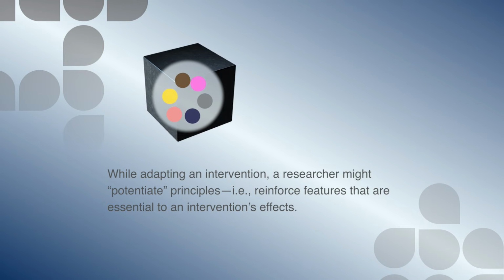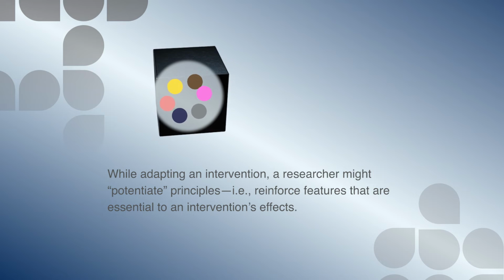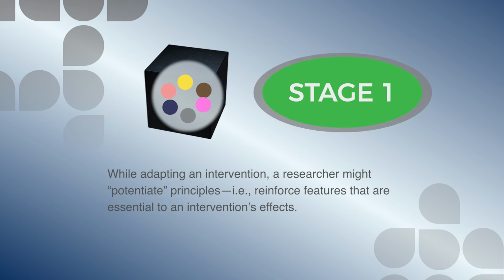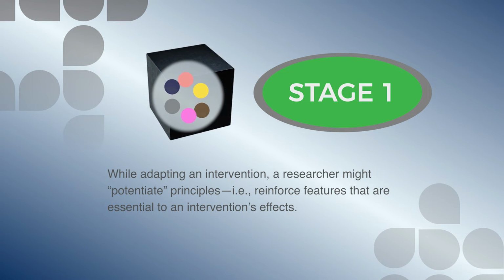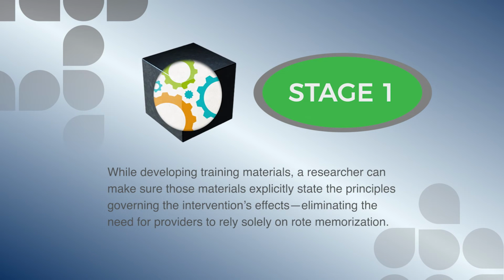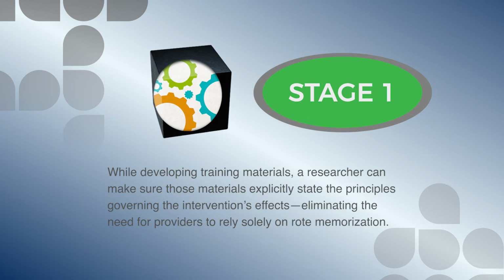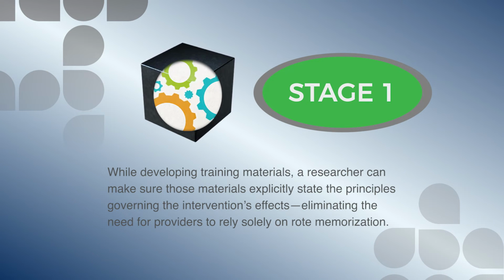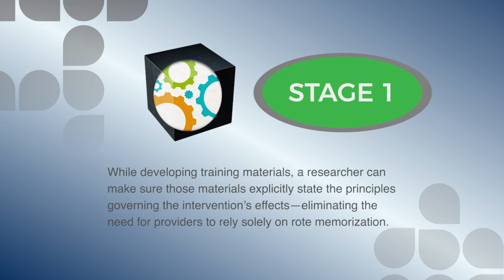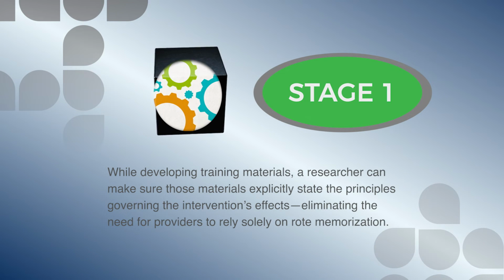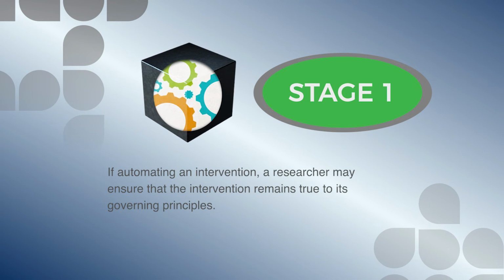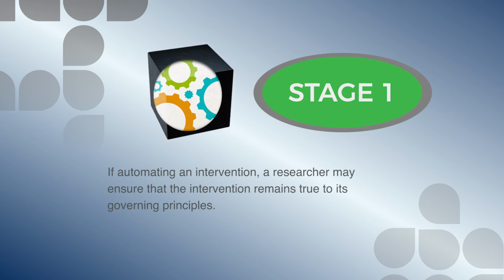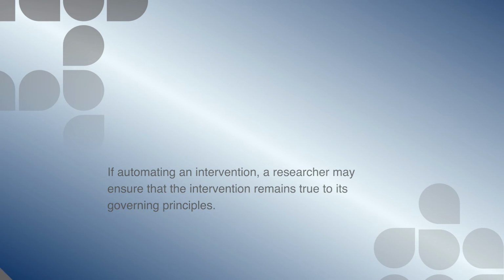While adapting an intervention, a researcher might potentiate principles, for example, reinforce features that are essential to an intervention's effects. While developing training materials, a researcher can make sure those materials explicitly state the principles governing the intervention's effects, eliminating the need for providers to rely solely on rote memorization. If automating an intervention, a researcher may ensure that the intervention remains true to its governing principles.